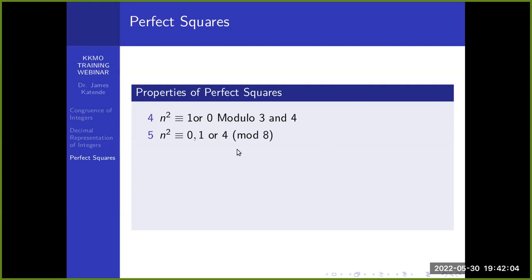And then when you divide a perfect square by 8, these are the only possible remainders you can get. If you divide a number by 8 and you get a remainder which is none of 0, 1, or 4, then that cannot be a perfect square. Similarly, if you divide by 3 or 4 and the remainder is neither 1 nor 0, then that number will not be a perfect square. So these can be some quick tests to check if a number is a perfect square.